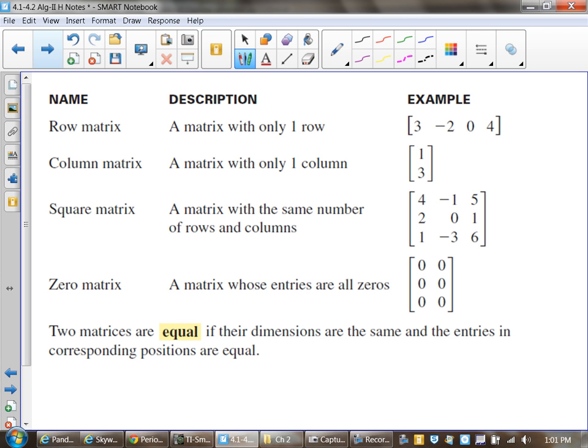Row matrix, very simple. It's a matrix with just 1 row. Column matrix, a matrix with 1 column. You have a square matrix. We deal a lot with these.